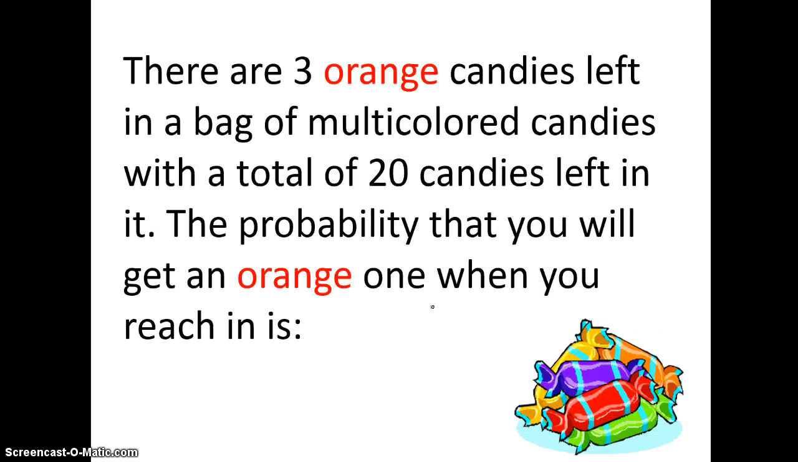So let's look at some examples. There are 3 orange candies left in a bag of multicolored candies with a total of 20 candies left in it. I'm going to underline some phrases: 3 orange, 20 candies. The probability that you will get an orange one when you reach in is, well, there are 3 orange, that's our desired outcome, over 20 total possible outcomes. The probability of pulling out an orange is 3 out of 20.